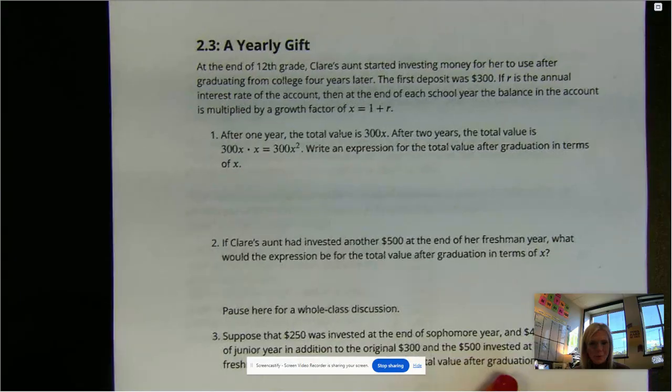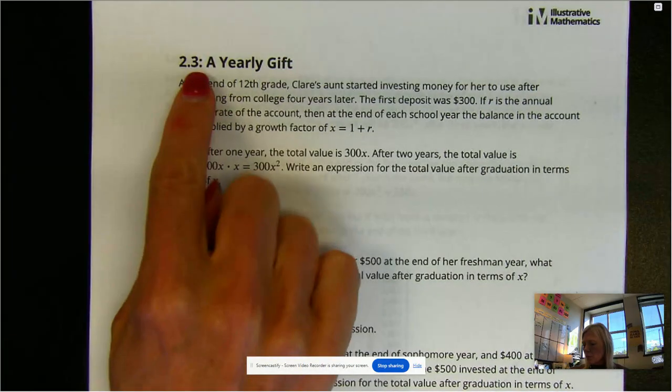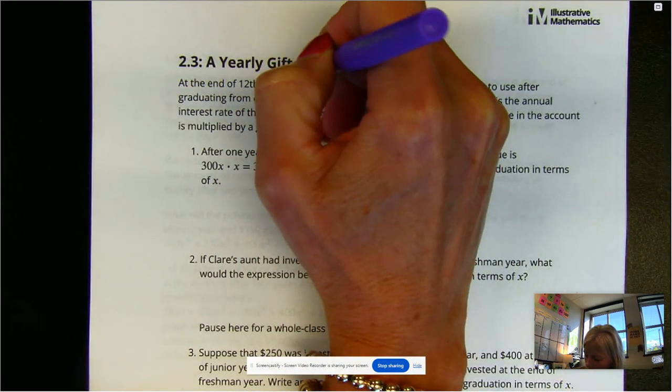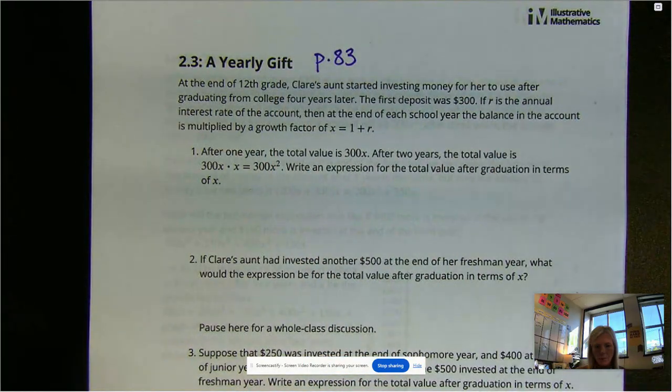Right, hello. I'm here to work with the last activity in lesson 2 with you. So 2.3, a yearly gift. This is on page 83. And so the whole purpose of this activity is to be able to write a polynomial that has some meaning behind it.